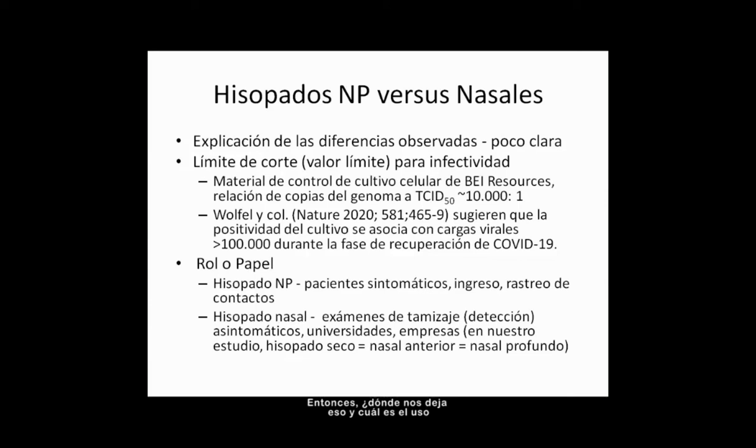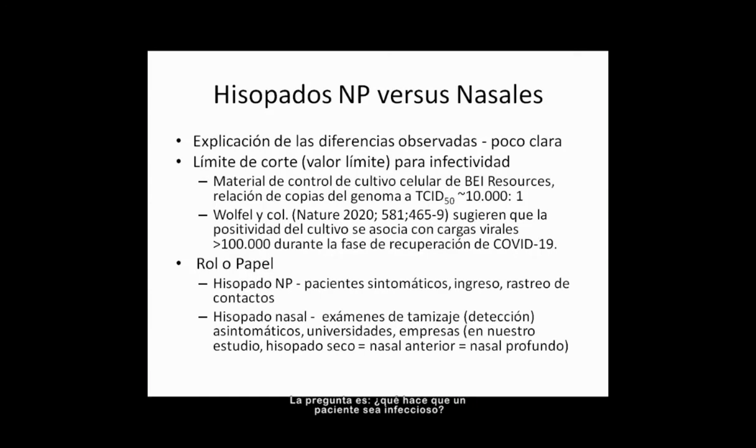So where does that leave us? And what's the use of nasopharyngeal swabs? Well, first, what's the explanation for these observed differences? It's unclear. It may be that if you have a very exuberant infection, it spreads out more in the nasal respiratory epithelium, so it's easier for it to be sampled by nasal swabs, but that's really unknown.